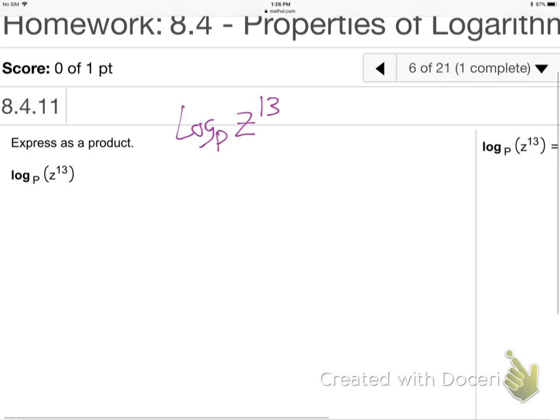So what do you do on this one? What does property 3 say that power does? The 13 drops down to the front. And we're done. That's all we need to do. That's what property 3 says. When you've got a power on 1 log, you can just drop it to the front, just make it times. Power became times. Good? Ajay?